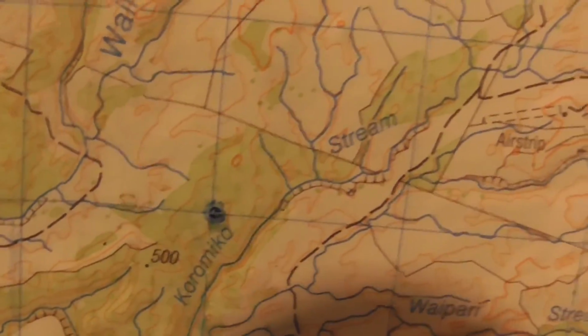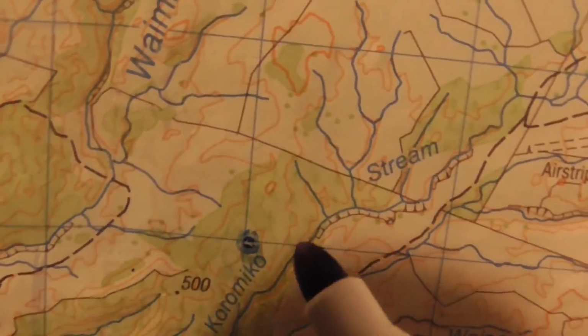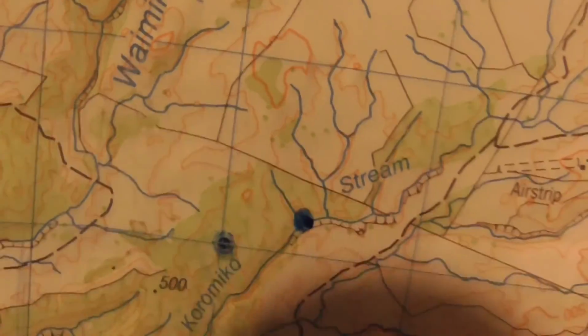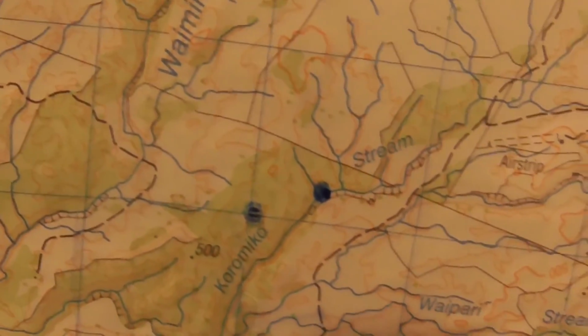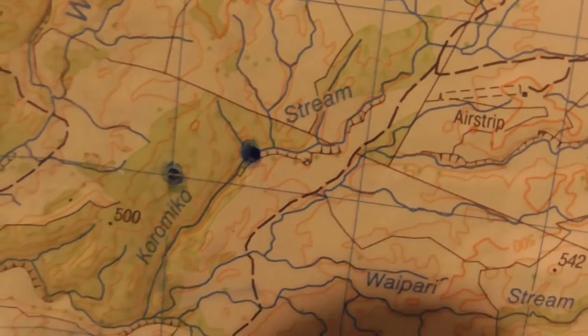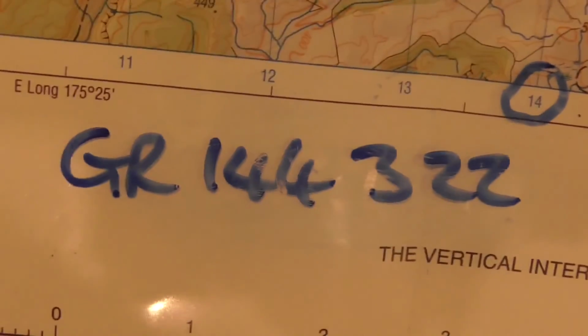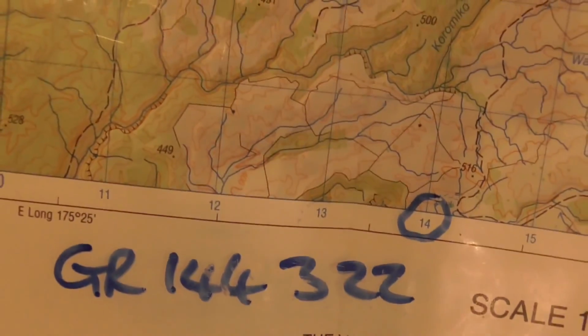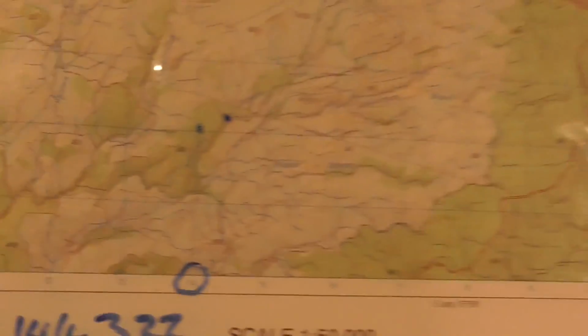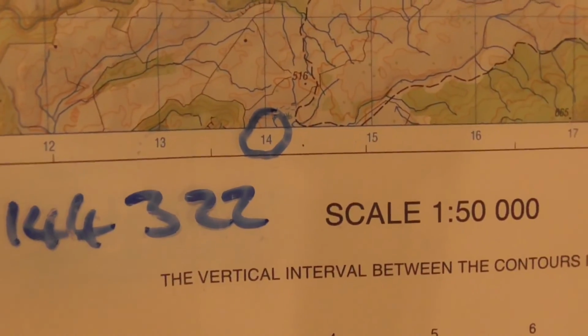So the stream junction they're talking about is there. Okay, so that's where we might be located on that stream junction. Alright, grid reference 144322, stream junction. Okay, so our time's running out, so I'm going to call it there. I can see it's flashing on my camera.